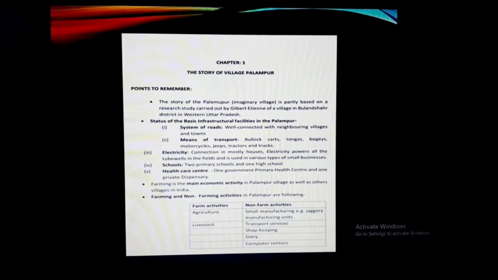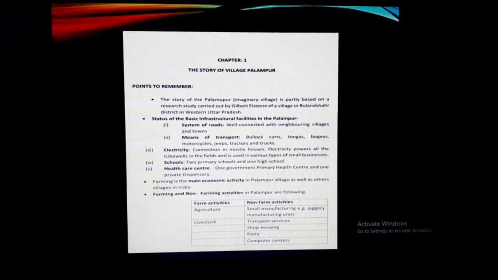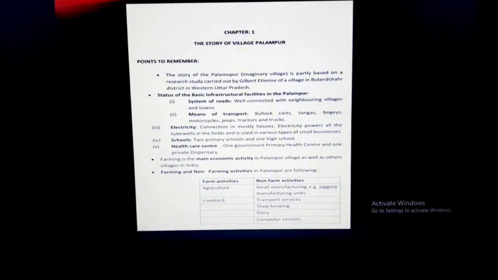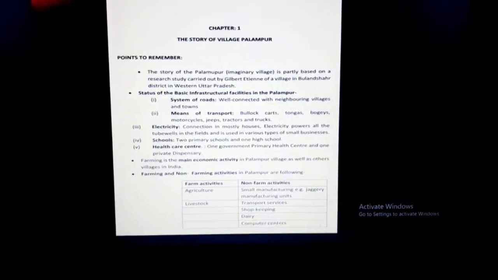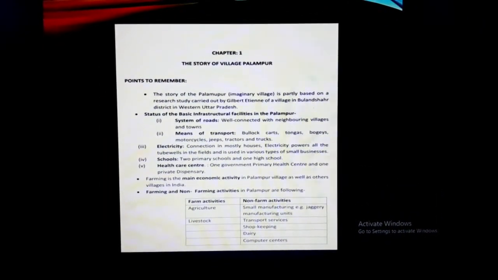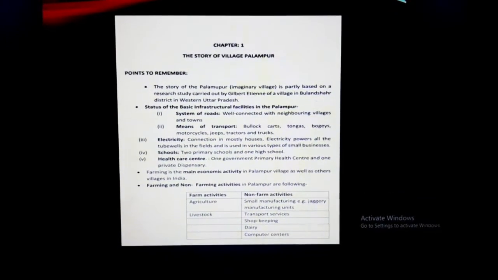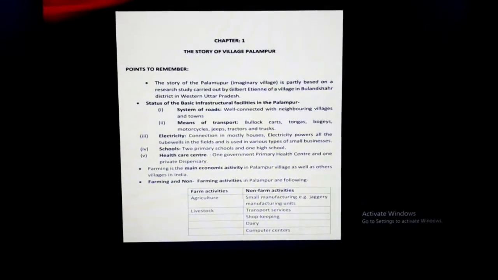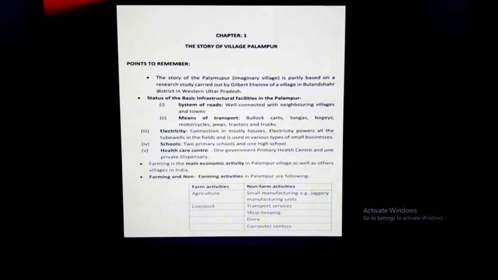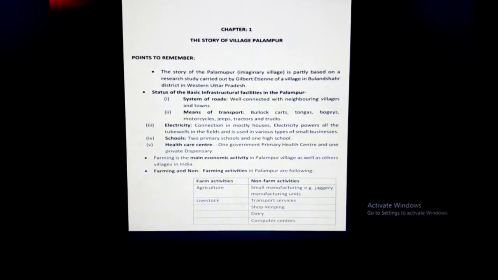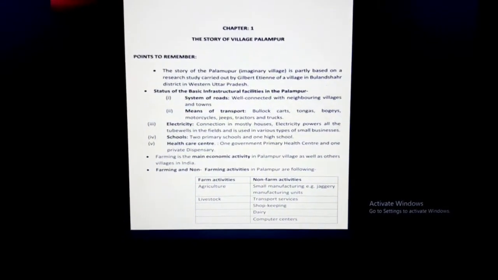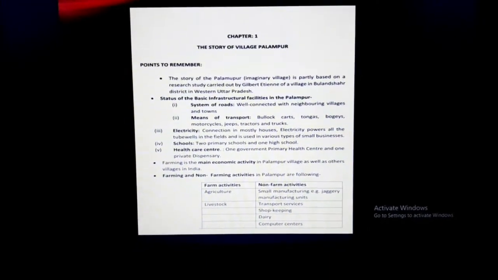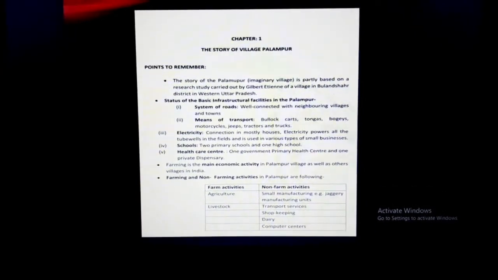Now farming is the main economic activity in Palampur village as well as other villages in India. Farming and non-farming activities in Palampur are as follows. Farming activities include agriculture, small manufacturing, for example jaggery manufacturing units, and livestock, whereas non-farming activities are transportation services, shopkeeping, animal husbandry, dairy development and computer center.